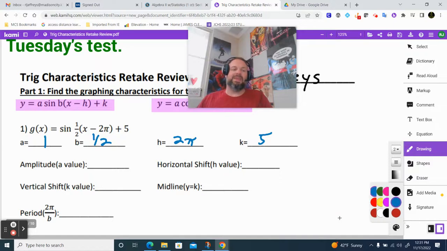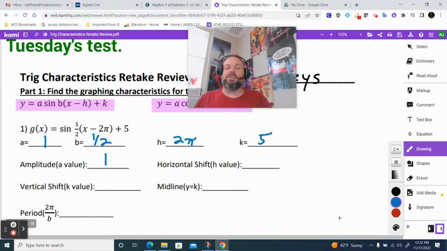All right. Amplitude. This is our A value. What is the amplitude of this if our A is 1? Okay, come on, y'all can do better than that. The answer is right there. Somebody said, oh, the A value's in parentheses. This is why my blood pressure medicine has had to double.